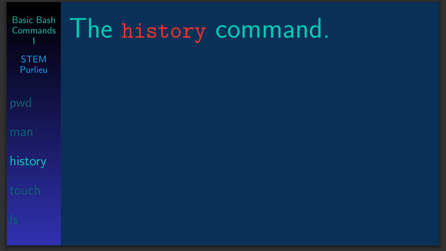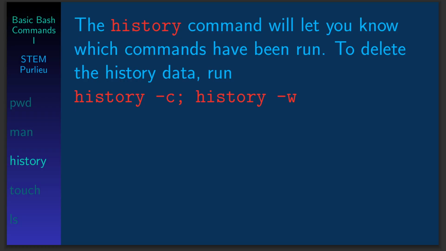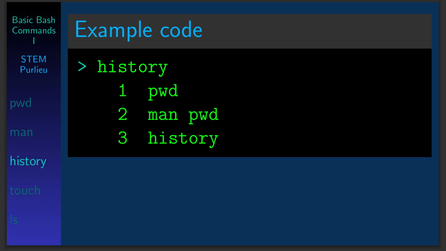Next, we'll learn about the history command. The history command gives you a list of all the commands you've typed in. The history command data can be deleted by typing in history -c semicolon history -w. Here's an example of the history command. So you type in history and you get all the previous commands that have been typed in.